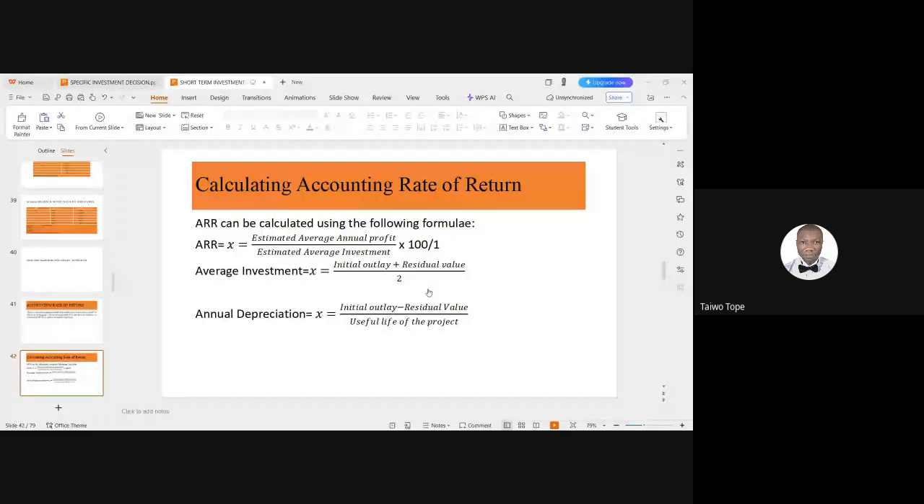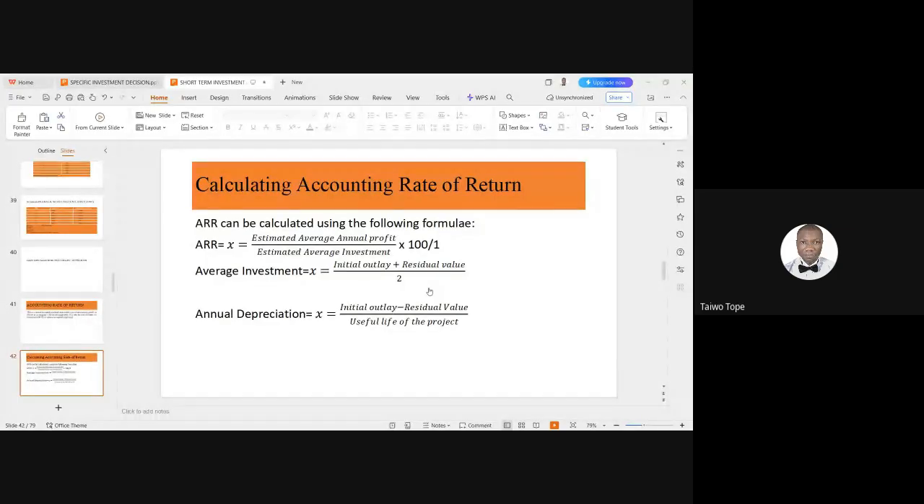And how do you determine your annual depreciation? Just as we've considered while solving for project A of recent, you can determine your annual depreciation by saying your initial outlay less residual value divided by what? Your useful life.